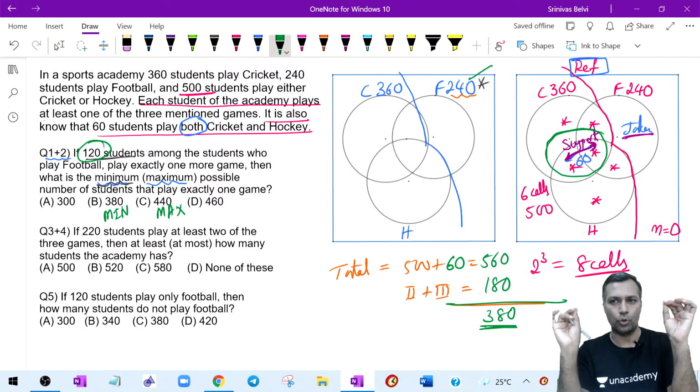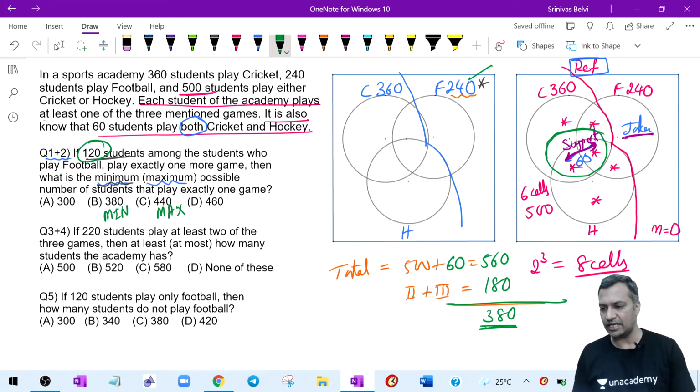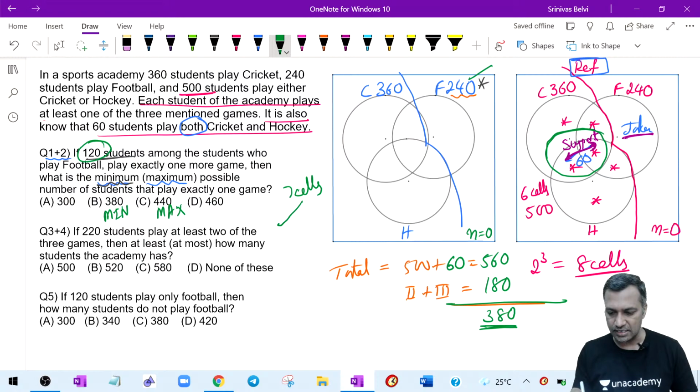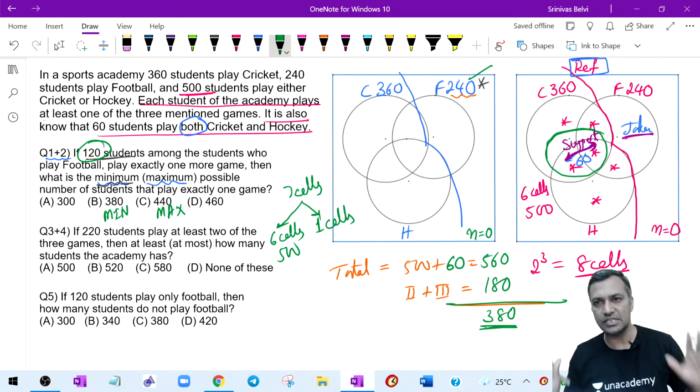Somewhere you would have been given a support. Use that credible support and then edit the cells. Technically, how many cells? 7 cells. I just have to talk about 7 cells because the value of the 8th cell is 0. Out of 7 cells, the value of 6 cells are fixed. The value of 6 cells is 500. There is only one cell which is acting as a joker.